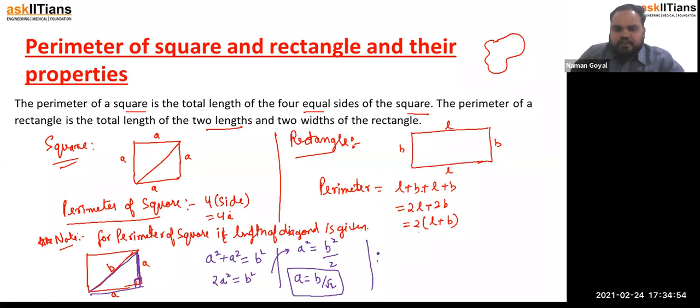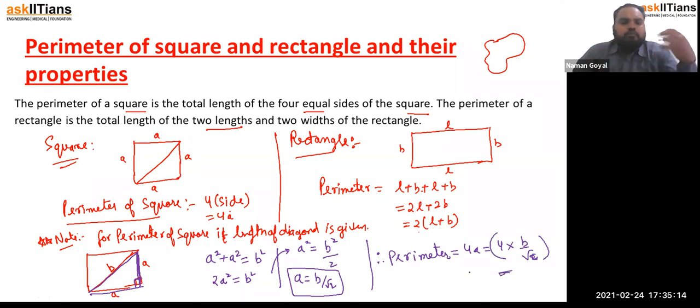So therefore the perimeter of the square is what? 4 into a, 4 into side, which is 4 into b by root 2. Are you getting my point? Unit. Okay. So this is the formula for the perimeter of a square when the diagonal is given. Side is not given, diagonal is given. Okay, so we can do it like that.